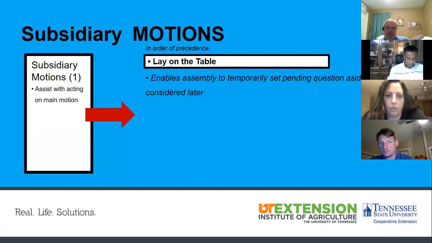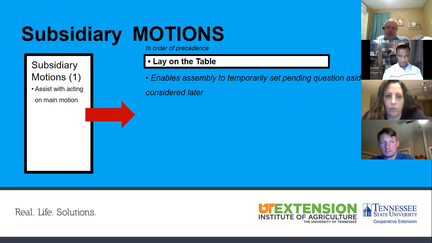So let's look at lay on the table. The purpose of the motion to lay on the table means an item of business is being passed temporarily so the assembly may handle a more urgent matter. The motion to lay on the table does not set a time at which the motion will be brought back up.